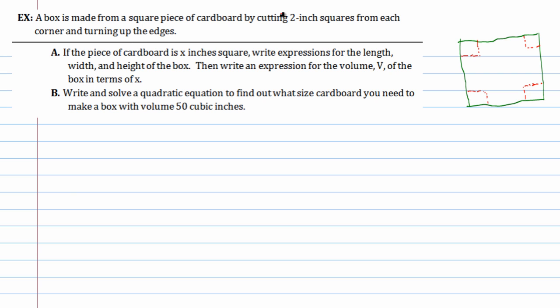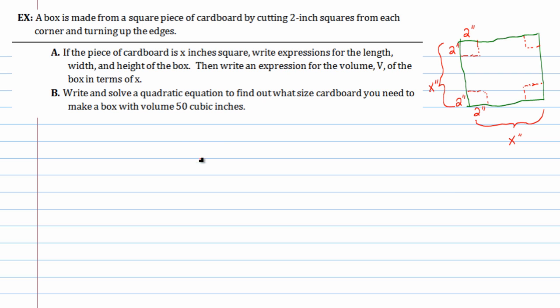So a box is made from a square piece of cardboard by cutting 2-inch squares from each corner and turning the edges up. So these are 2-inch squares. Alright, you get the idea. I don't need to do the whole thing. If the piece of cardboard is x inches square, which means that the length here is x inches. So the length here has to be x inches as well. If the cardboard is x inches square, write expressions for the length, width, and height of the box.